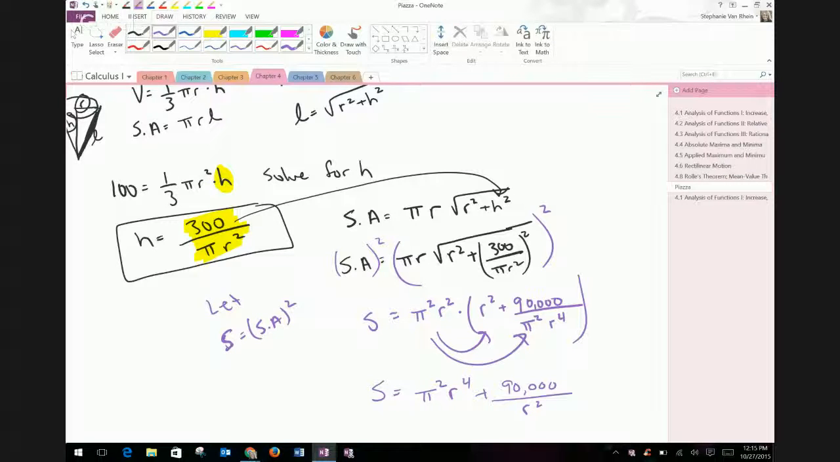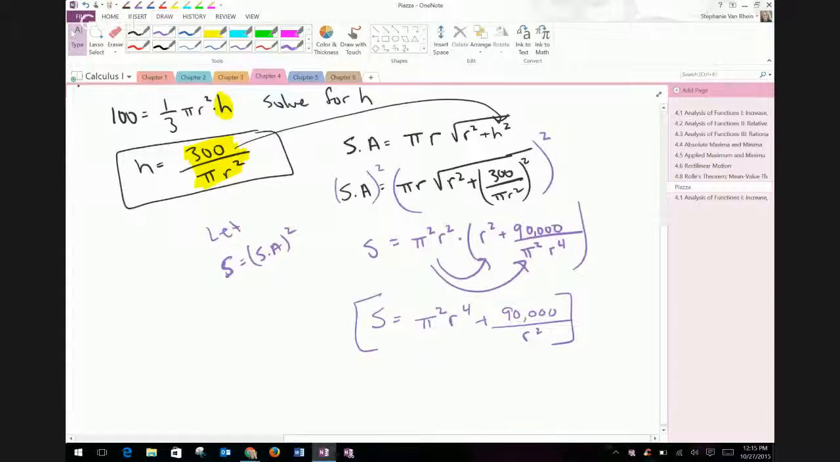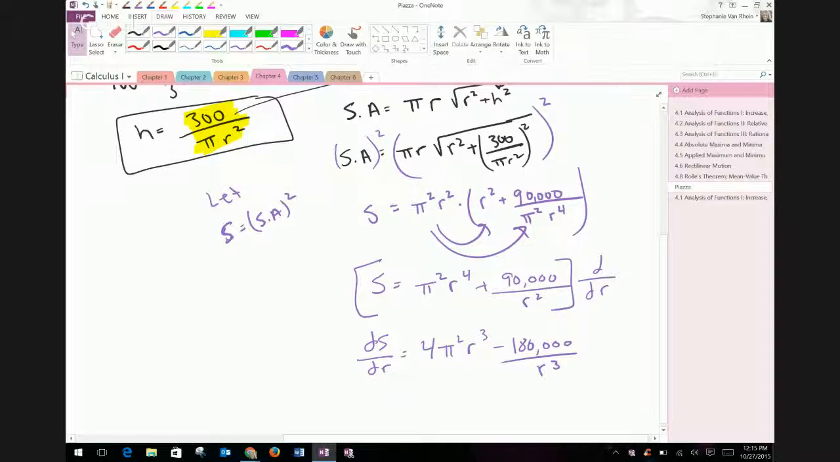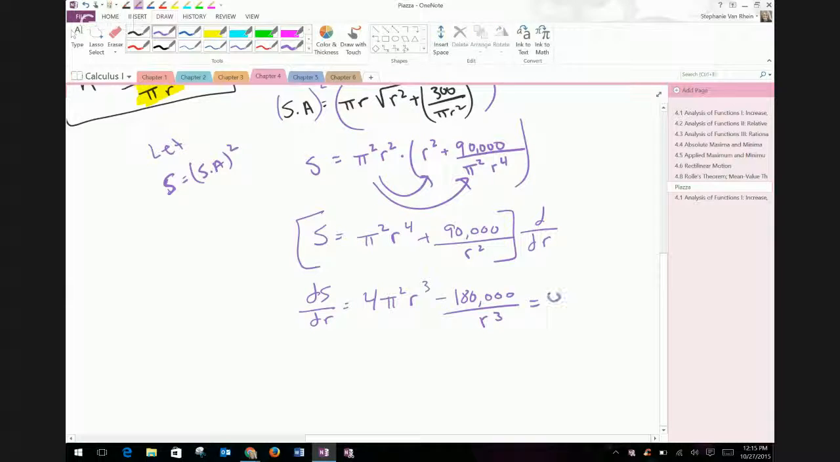Now this function is so much easier to differentiate. So I take the derivative with respect to r, and I have ds over dr equals 4 pi squared r cubed plus 90,000 times minus 2, so that's minus 180,000 divided by r cubed. This is what I want to set equal to 0.